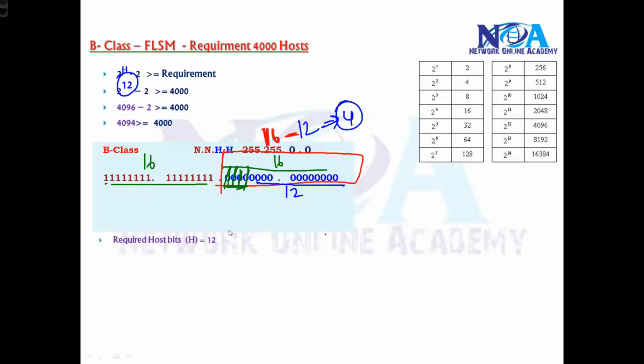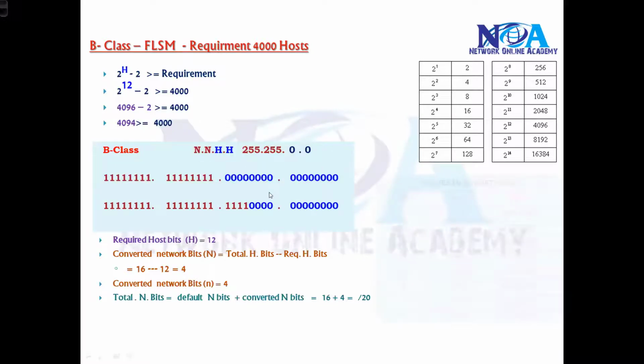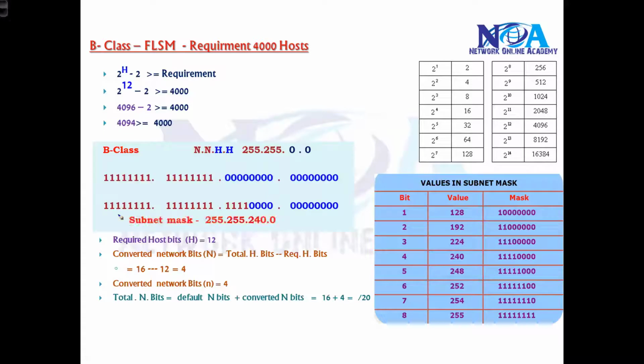So the same thing we are calculating here. Required host bits are 12 and the converted bits will be 4, and the total becomes 20, because by default there are 16 here plus 4 will be added. So it's going to be 20 network bits. Now based on this subnet mask, if you write 255, this is all ones, 255, 255. And if you add 4 bits, it's going to be 240.0 as the subnet mask. So for this requirement, we have to use the subnet mask of 255.255.240.0.